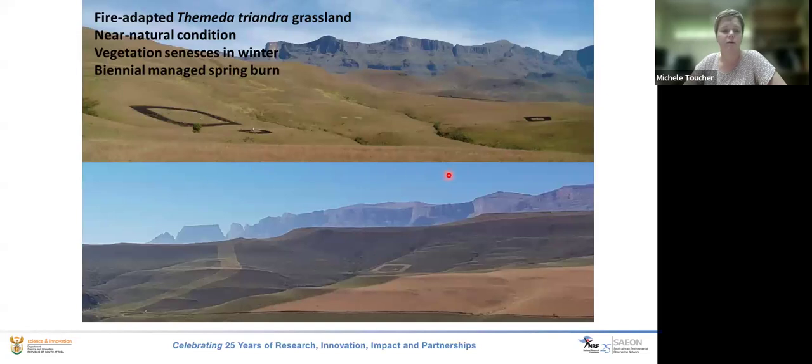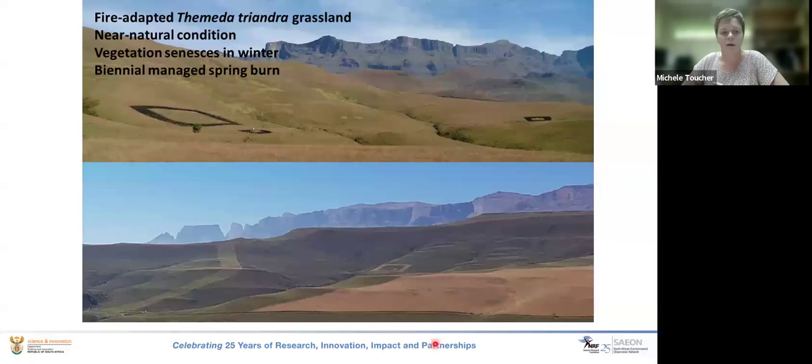So this is a picture of catchment 6. This black square in the middle is where the eddy covariance tower sits. So that's our fire break around it. This is a late summer picture, and the bottom image is a picture in September after the catchments have been burnt. So this is a biannual burn year, but you can also see the greenness of the catchments in summer, and then in winter that grass senesces, and essentially your transpiration is very little during that time.